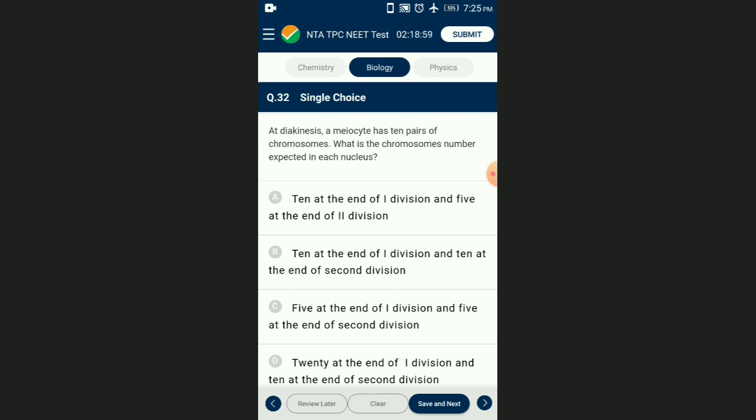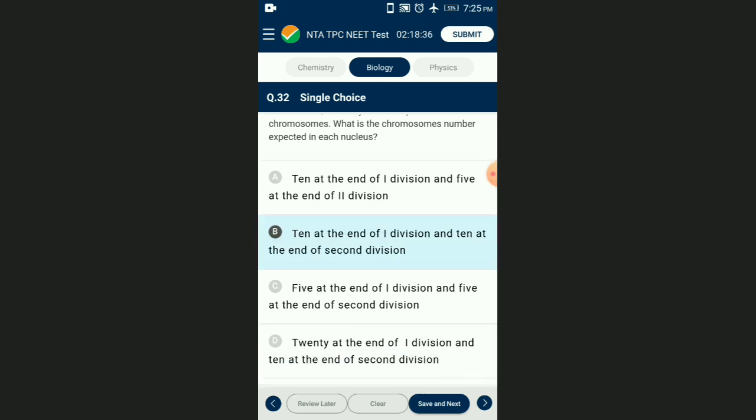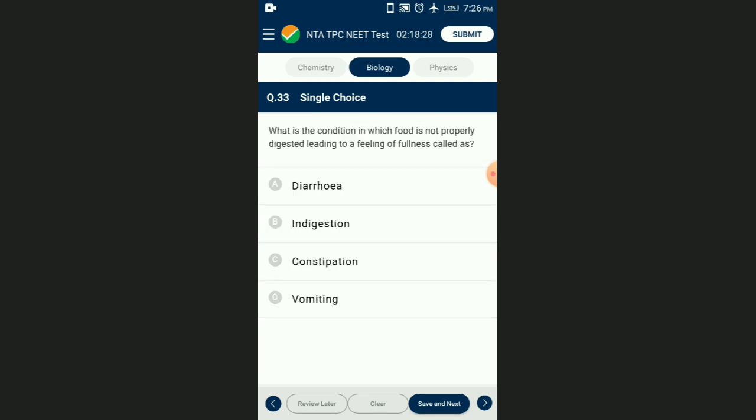So as given, there are 10 pairs of chromosomes, that means 20 chromosomes are present in the diakinesis stage of the meiocyte. After completion of meiosis 1, there will be only 10 chromosomes in each daughter cell, and the same will be after completion of meiosis 2. So the answer for this question is option B, 10 at the end of first division and 10 at the end of second division. Question number 33. What is the condition in which food is not properly digested leading to a feeling of fullness called?